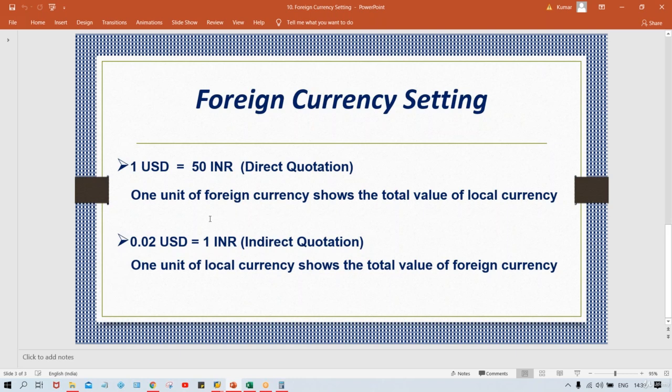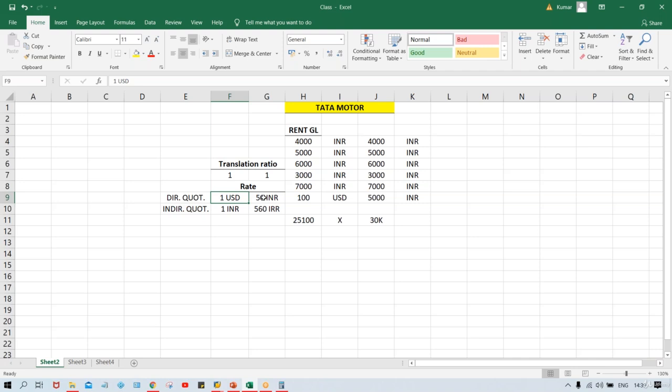But generally, in which case are we going to specify the rates under direct quotations, and in which case under indirect quotations, guys? Once again, I'll repeat. When the foreign currency's value is greater than the local currency, in that case we specify the rates under direct quotations. Look here, 1 USD equals 50 INR. It means the foreign currency rate is higher than the local currency, so this rate is specified under direct quotations. When the local currency rate is higher than the foreign currency, in that case we specify the rates under indirect quotations. This is the logic, right?